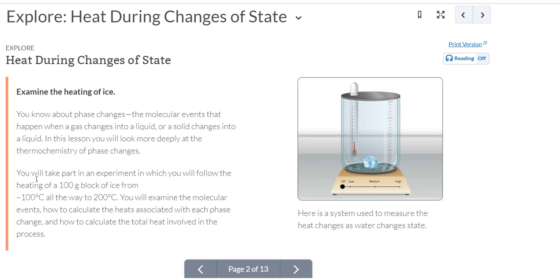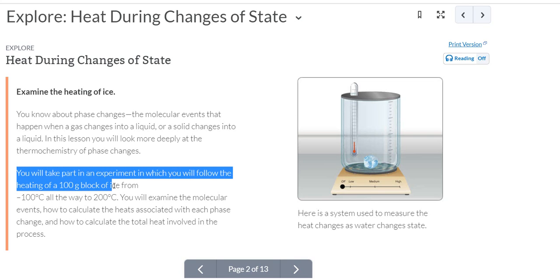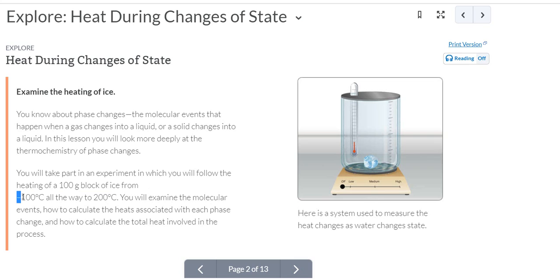Okay, so we are going to take part in an experiment where we will follow the heating of a 100-gram block of ice from minus 100 degrees Celsius, which is cold. Remember, water freezes at 0 degrees Celsius. So from minus 100 degrees Celsius all the way to 200 degrees Celsius. So we're going to go from really cold to really hot.